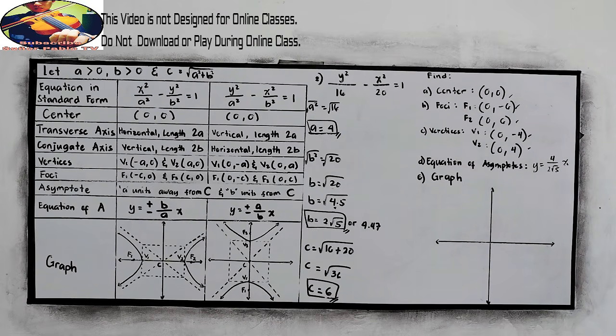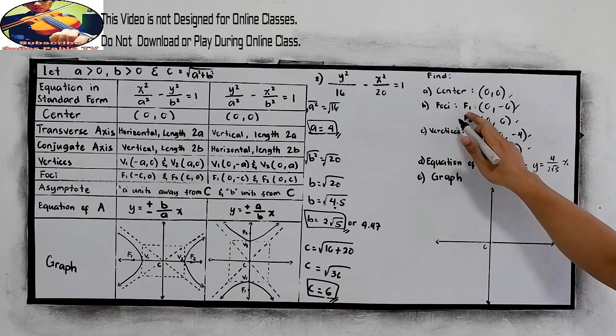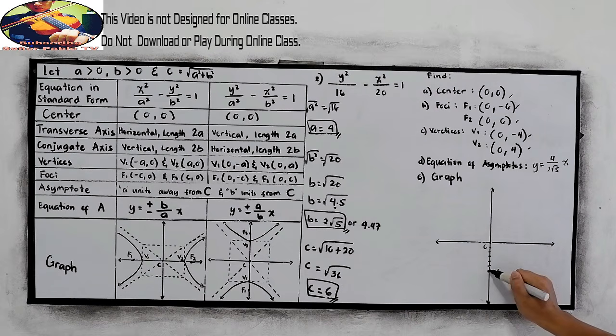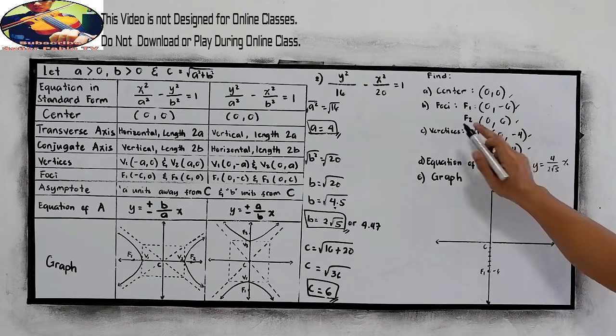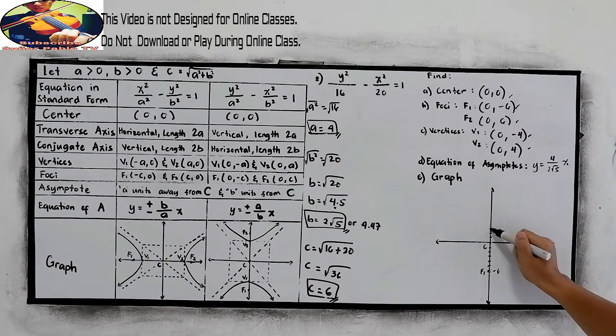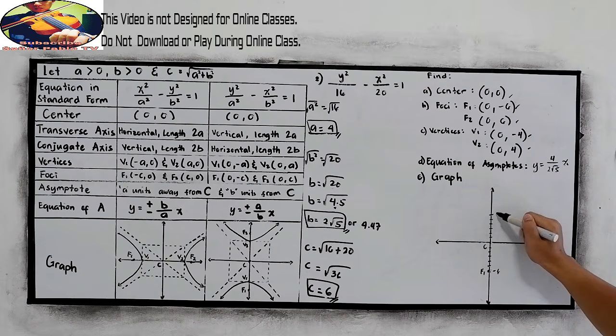And for our graph, let us first locate the center and the foci. (0, negative 6): 1, 2, 3, 4, 5, 6. So this will be our f sub 1. Then the second focus is (0, 6): 1, 2, 3, 4, 5, 6. Positive 6. This will be the second focus.